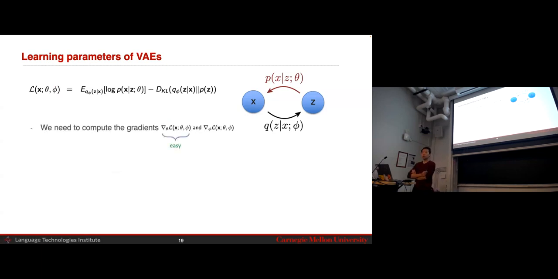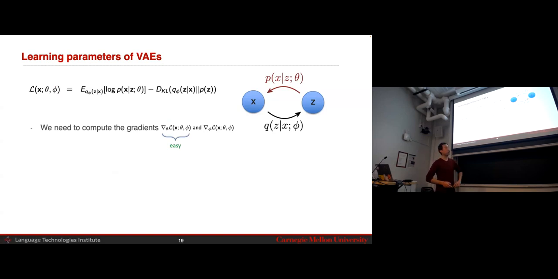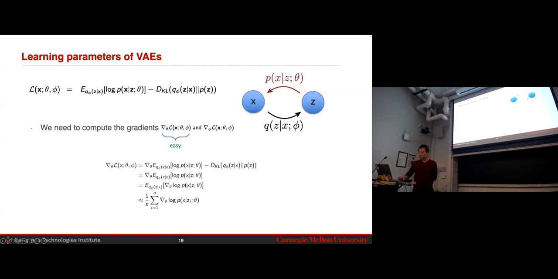So there are two sets of gradients you have to compute. One is with respect to parameters theta, and one is with respect to parameters phi. Let's do theta first. Theta is actually easy. Why is that? I'm going to write out my objective and try to take gradients with respect to theta.